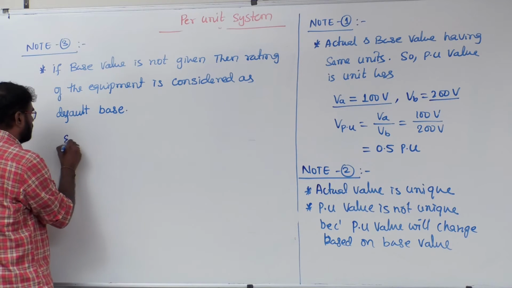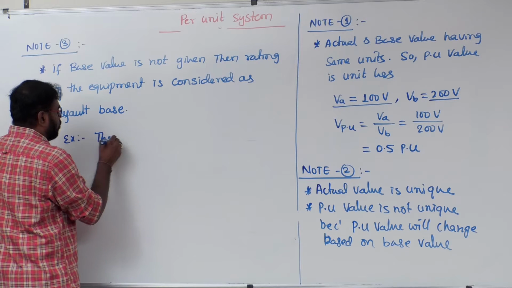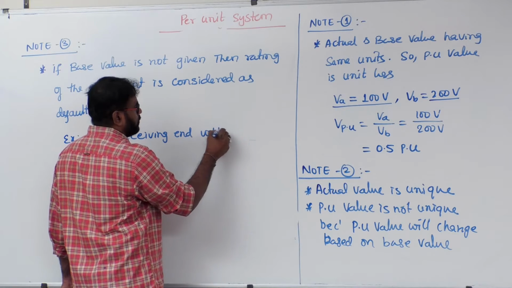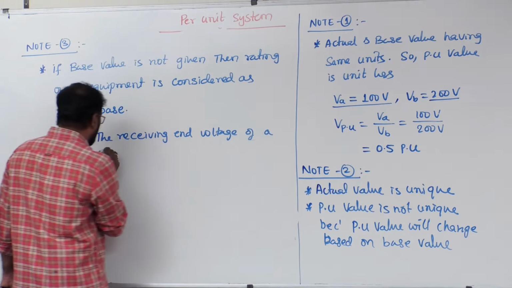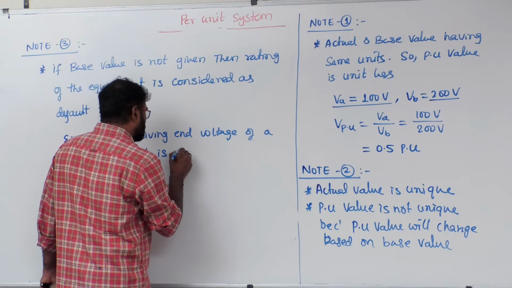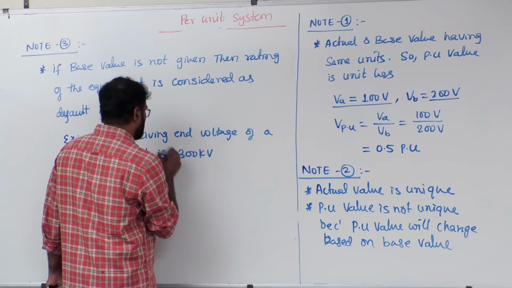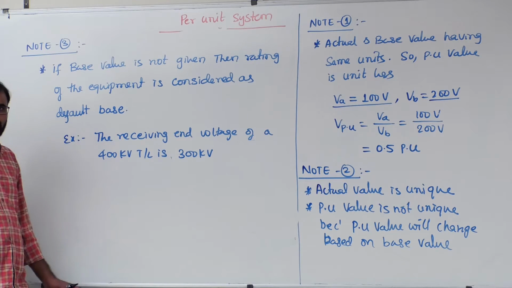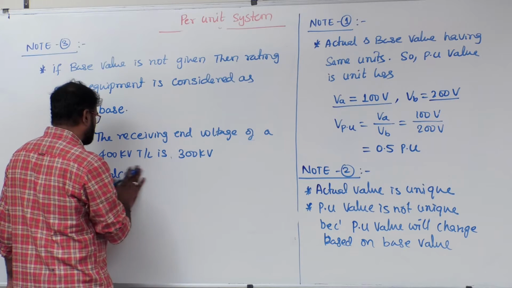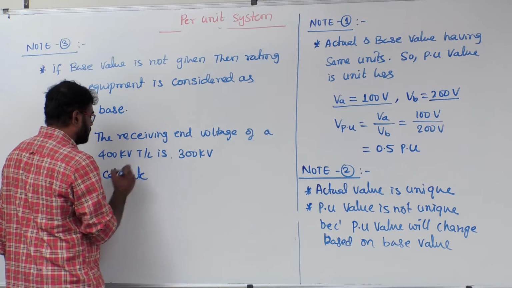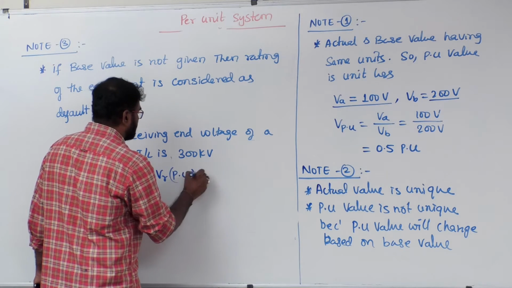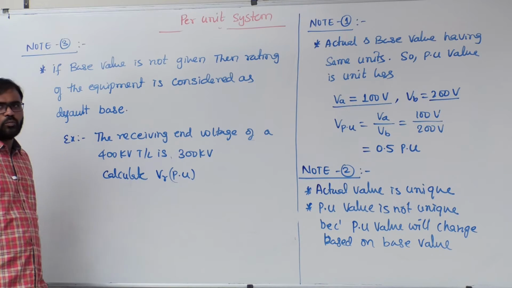For understanding this, the receiving end voltage of a 400 kV transmission line is 300 kV. Calculate VR in per unit. That means we are asked to calculate the receiving end voltage in per unit.